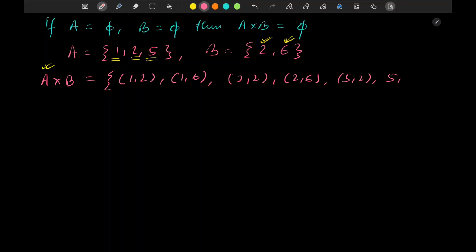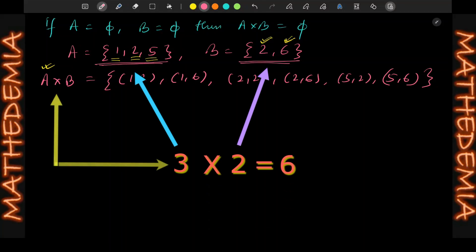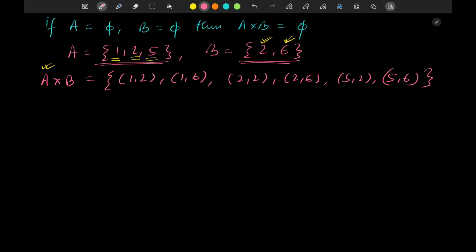One thing to note here is that set A had 3 elements and set B had 2 elements. And we see that A cross B consists of 6 elements. Since every element of the first set gives an ordered pair with all the elements of the second set, we can say that if the first set consists of p elements and the second set consists of q elements, then A cross B will have pq elements.